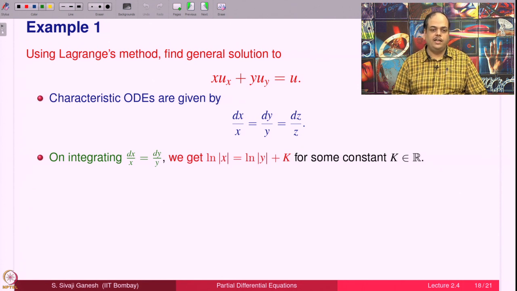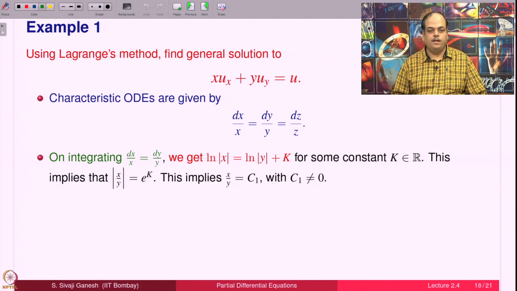So, you integrate dx/x equal to dy/y, and you get log|x| equal to log|y| plus a constant, for some constant k. That gives us that |x/y| is e^k, and that implies x/y is C1, where C1 is non-zero, because e^k will never be 0. No matter what k is, e^k is never 0. So, x/y equal to C1.